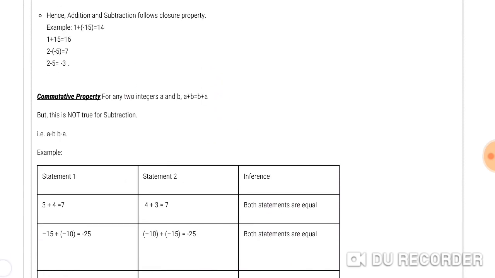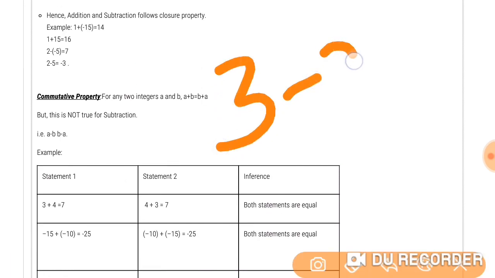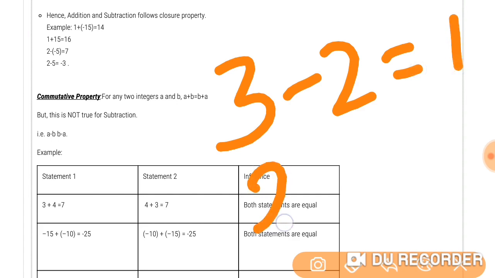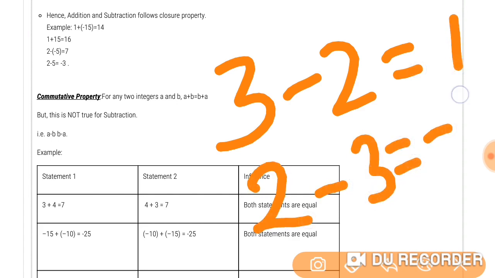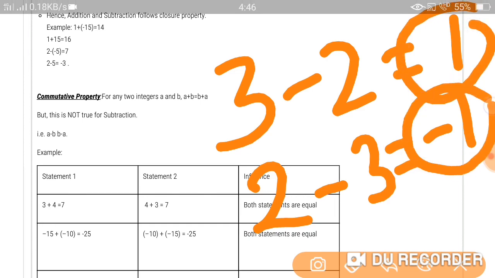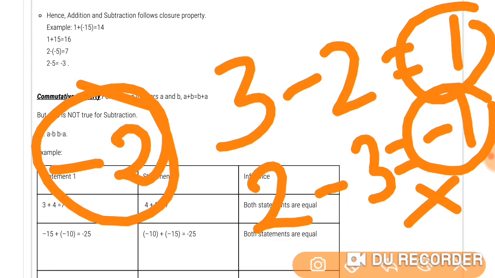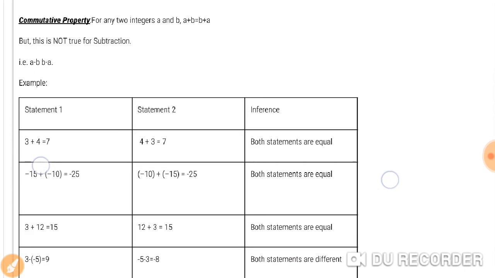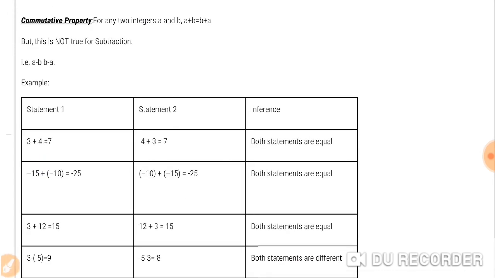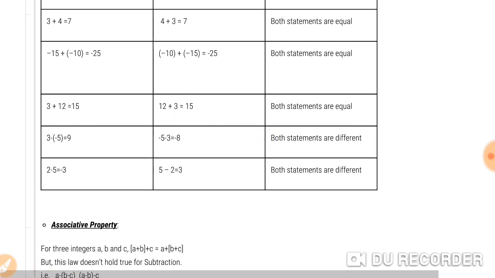You can take the example: 3 minus 2 will be 1, but 2 minus 3 will not come the same. It comes as a negative, but 1 and minus 1 are not the same number. That means these are not equal numbers. There is a difference of 2 between them. Between 1 and minus 1, two numbers come. So integers are not commutative with subtraction. Commutativity is true for addition, but not true for subtraction.